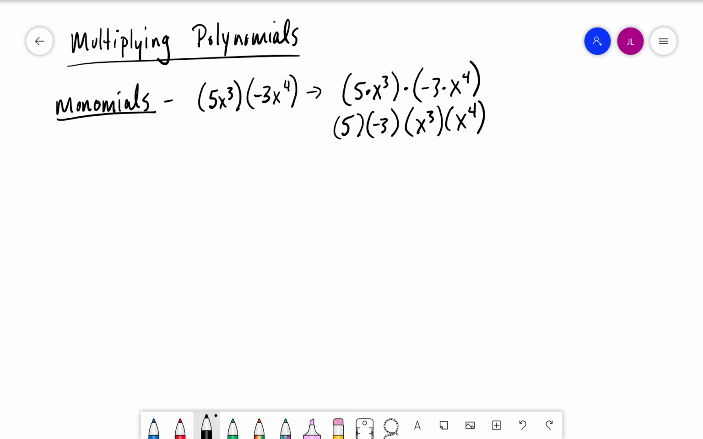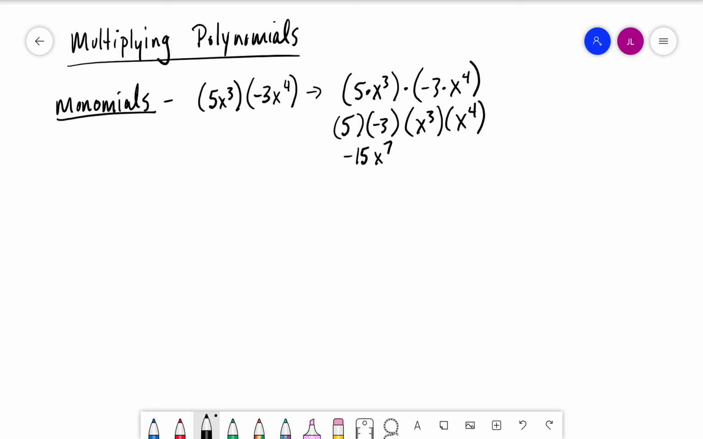And if we do that, we have 5 times negative 3 is negative 15. x to the third times x to the fourth is x to the seventh. So if we multiply these together, what we end up getting is negative 15x to the seventh. So monomials, they shouldn't be too bad.